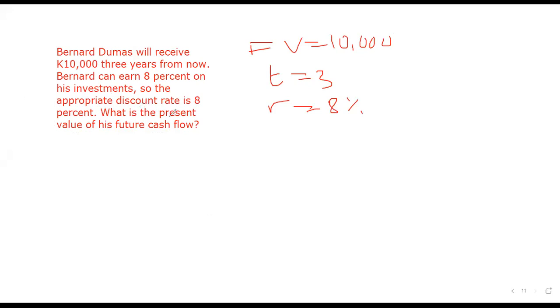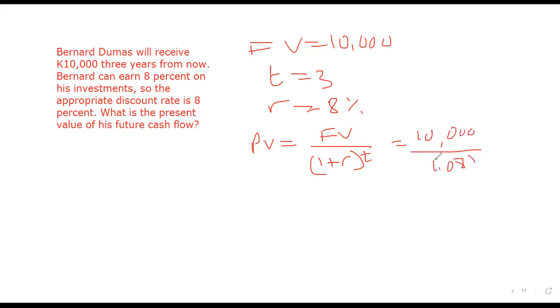So what is the present value? What's the formula for present value? Future value divided by 1 plus R to the power time. So 10,000 divided by 1.08 to the power 3. Are you following? 1.08 to the power 3, and 10,000 divided by the answer. We're going to get 7,138.32.